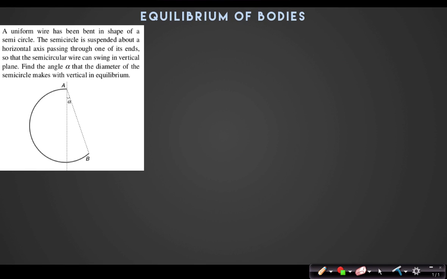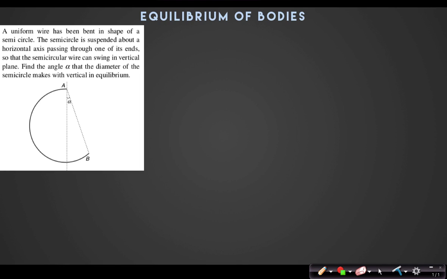So this question says that a uniform wire has been bent in the shape of a semicircle. So it is basically a semicircular wire. The semicircle is suspended about a horizontal axis passing through one of its ends, so that the semicircular wire can swing in a vertical plane. Find the angle alpha that the diameter of the semicircle makes with vertical in equilibrium. Sir, is it like a pendulum? Please tell once the center of mass of this thing.